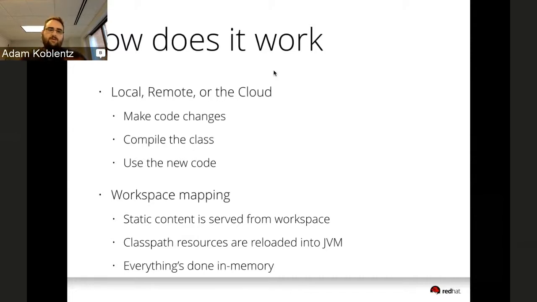You make your code changes, compile the class, and then use the new code. Compiling the class is usually handled for you by your IDE. For example, in JBoss Dev Studio and the Eclipse-based IDEs, build automatically is enabled, you hit save, and the class gets generated. The way this works is with workspace mapping: static content is served from the workspace, and class path resources are loaded into the JVM in memory by JRebel. We're going to see how this works, and it's actually really cool, in a few minutes.